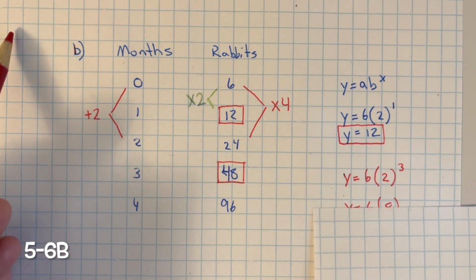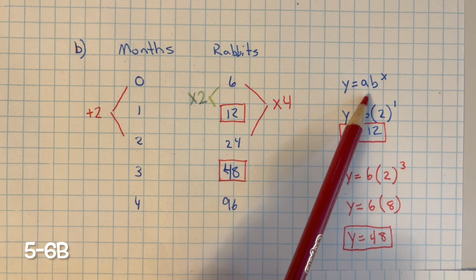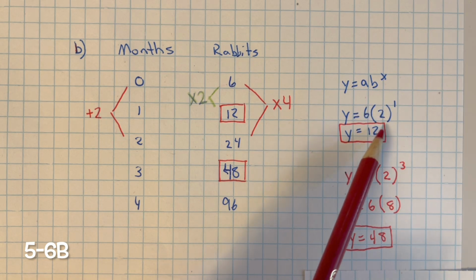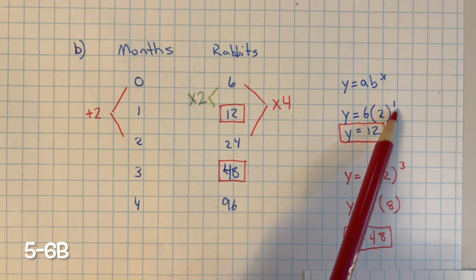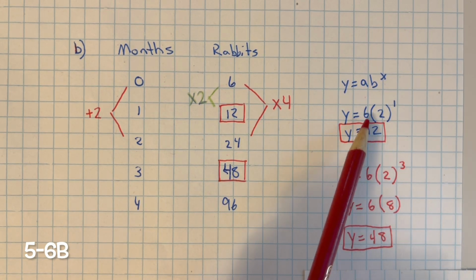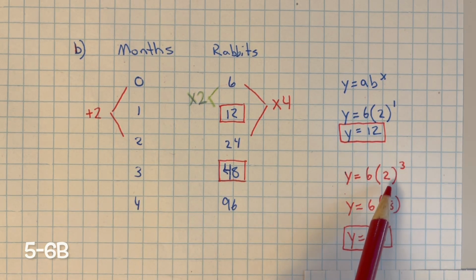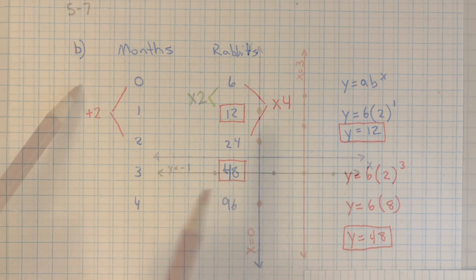And we can use the equation that we had in the previous problem. a represents the initial value, b is the growth rate, and x represents the number of months. So the growth rate is times 2. And for 1 month, 2 to the 1st power is 2. 2 times 6 is 12. We can use it for the 3rd month. So it's to the 3rd power. Growth rate is the same, multiplied by 2. Order of operations, we have to do exponents first. 2 to the 3rd power is 2 times 2 is 4, times 2 is 8. 6 times 8 is 48, and that's what we got for the 3rd month.